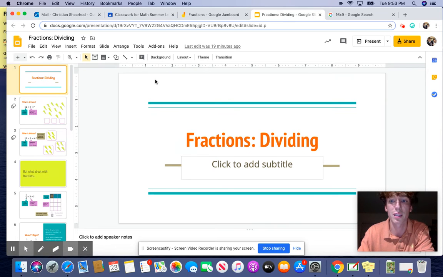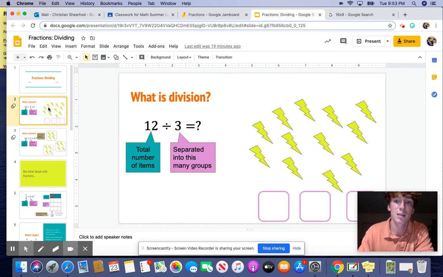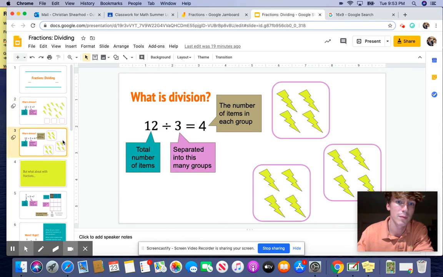Dividing is a little bit different. Just one little flip to it, I guess we could say. What is division? Well, it's the total number of items separated into groups. So we would be taking 12 and dividing it evenly into 3 pieces, pretty much. Separating it into 3 equal parts. So I think they want us to drag these lightnings in here. There'd end up being 4 in each one. 4 lightnings here, 4 lightnings here, and 4 lightnings here. Bam.